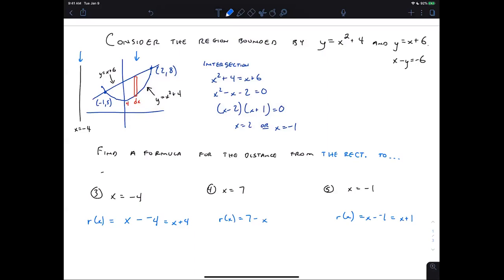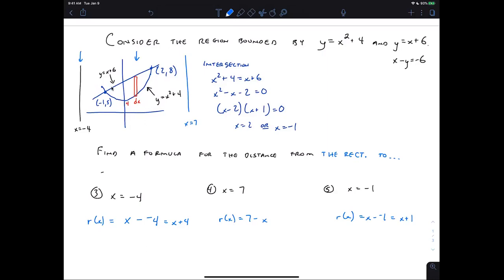Okay, so for x equals 7, we should be getting 7 minus x. The reason for that is that x equals 7 is a vertical line to the right of the region. So we're doing the distance from this line to this rectangle, that's horizontal. So you take the right x minus the left x. The right x is 7. The left x is just x. Does that make sense? Everybody good?